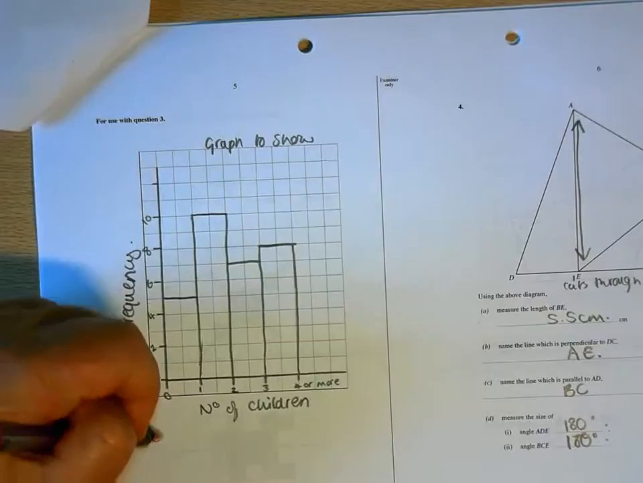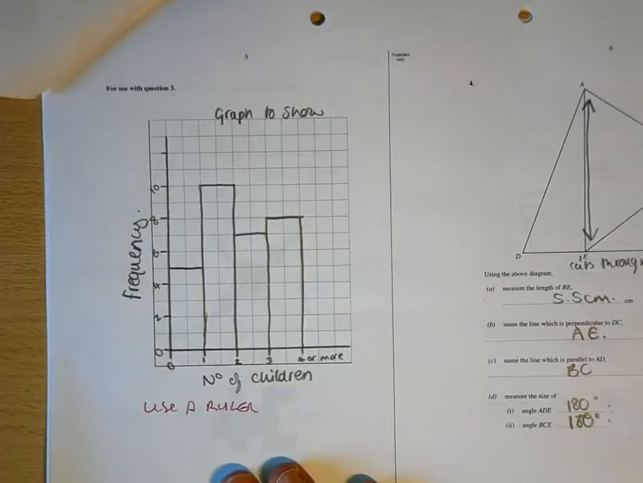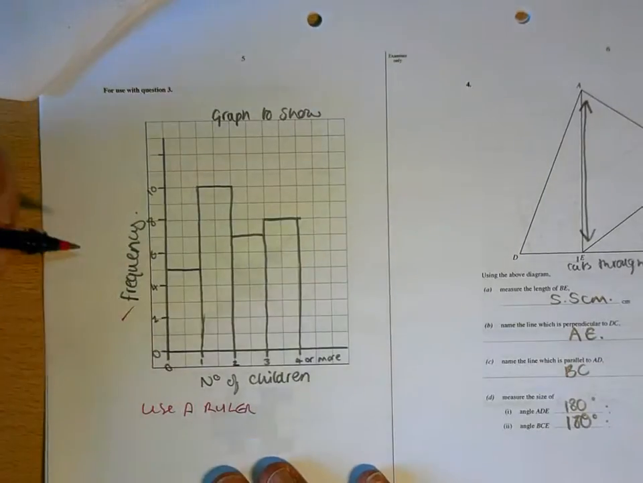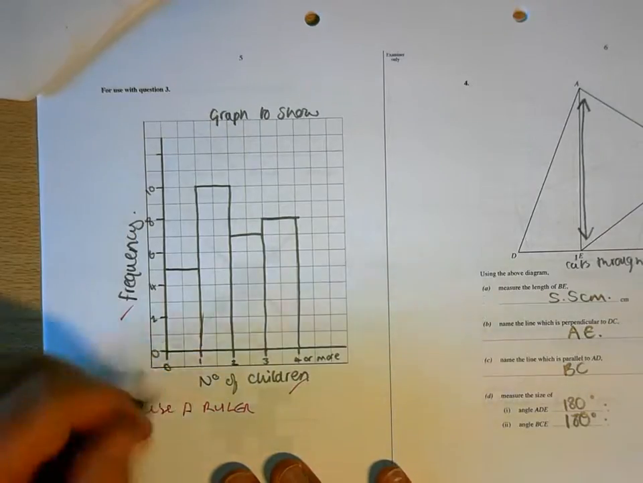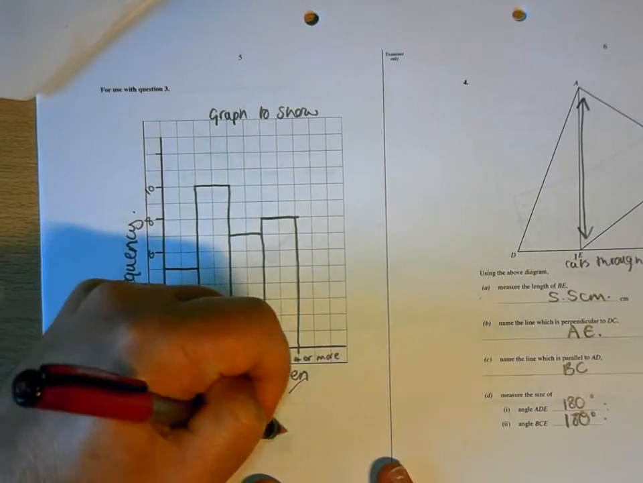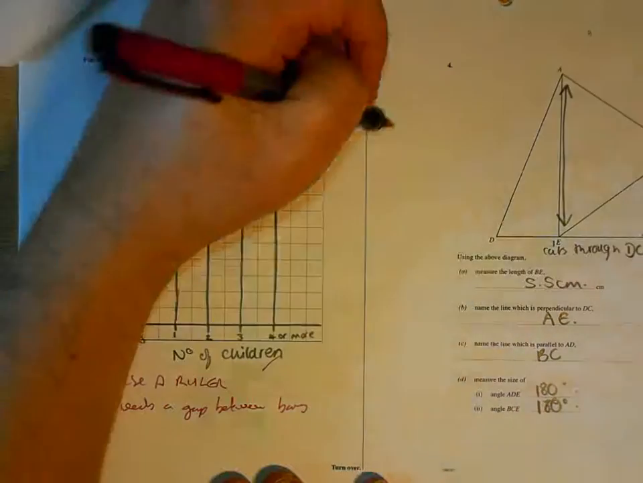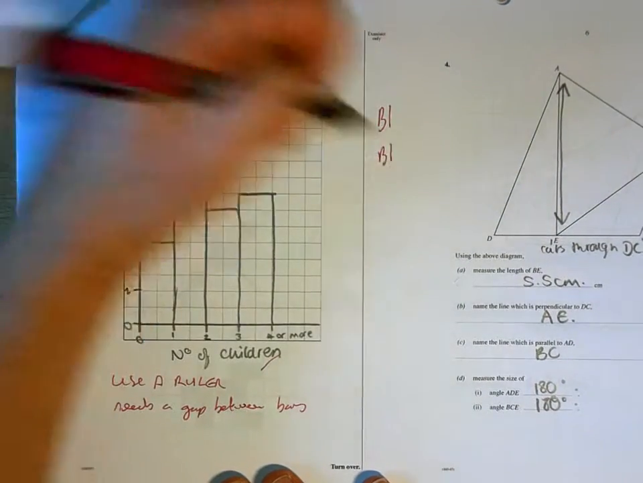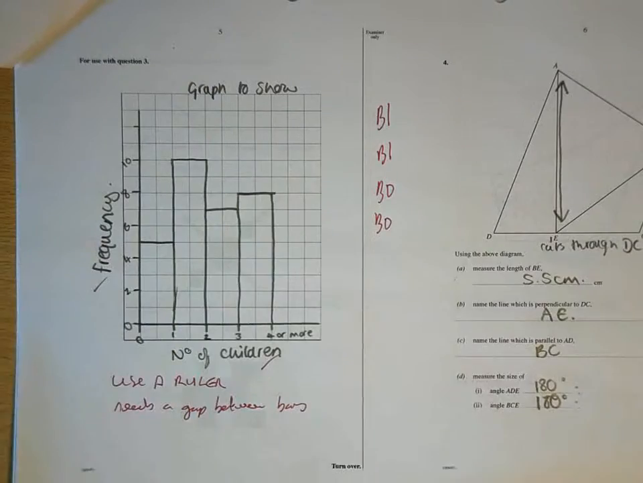Right, you're not using a ruler. You are using a pencil, so that's something. But I'm going to take 1 mark off you because you need to be drawing it with a ruler. Frequency is correct, number of children is correct. It's counting data, not measuring data, so it needs to have a gap. So you are going to get 1 mark for your scale, 1 mark for your bars. You're going to lose a mark for the gaps, and I'm going to take a mark off you because you should be using a ruler.